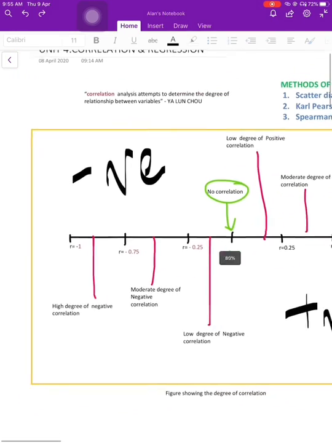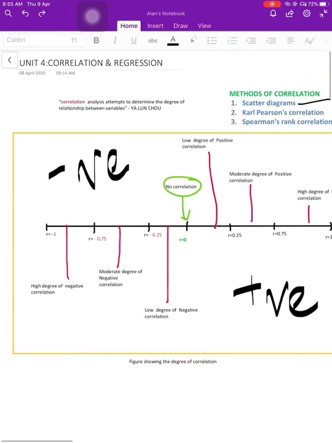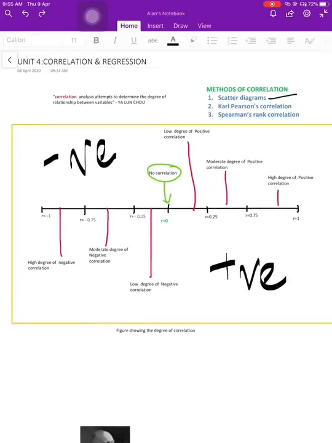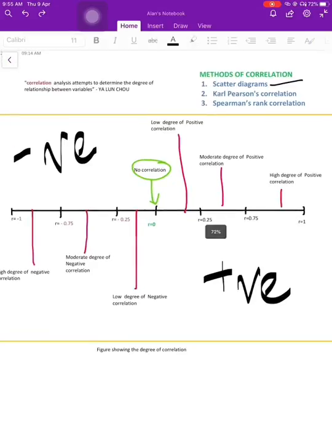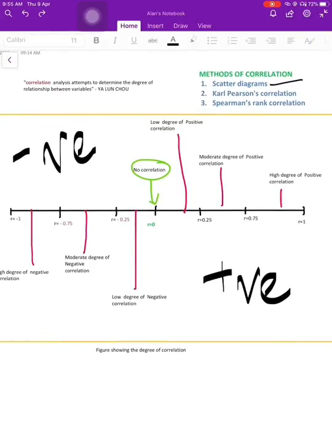Just understand this diagram and always keep this in your mind. Karl Pearson's correlation always focuses on what we are seeing in this diagram, that is the relationship between plus 1 and minus 1, and the correlation lies between these values.